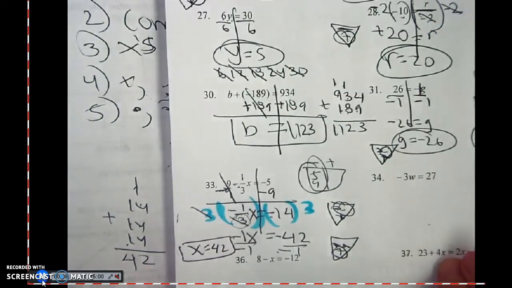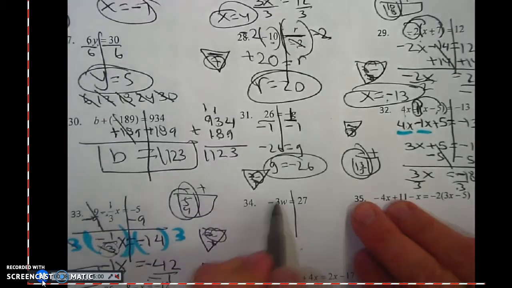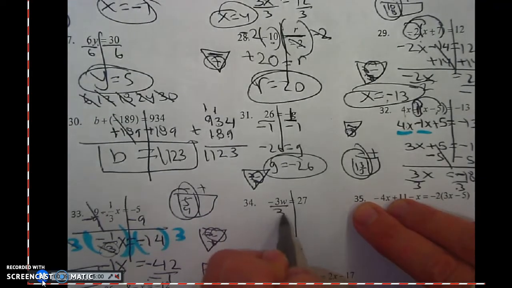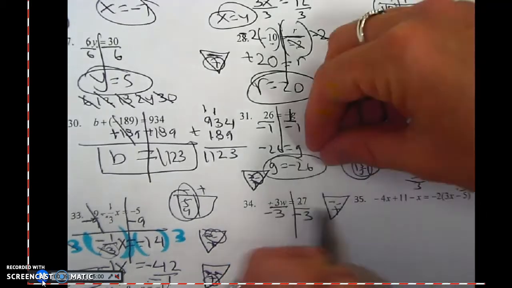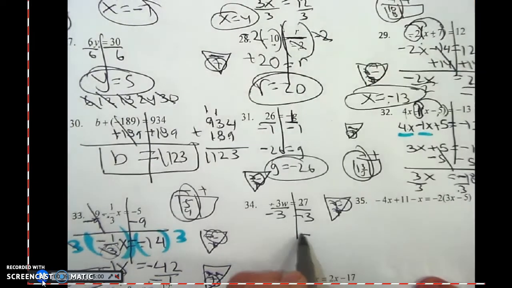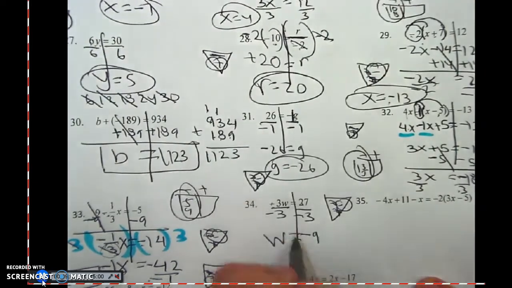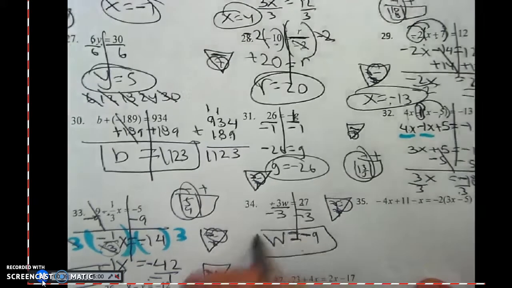Okay? Number 34, do my line. 3 is touching. Touching is multiply. The opposite is divide. Take the backpack. Do my triangle. Positive, negative, boom, negative W. So W equals negative 9. Okay?